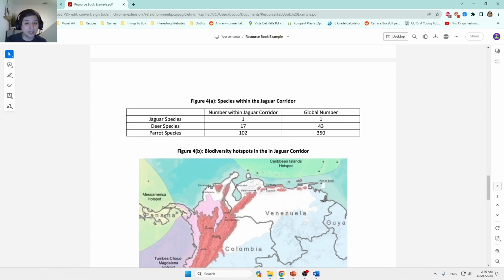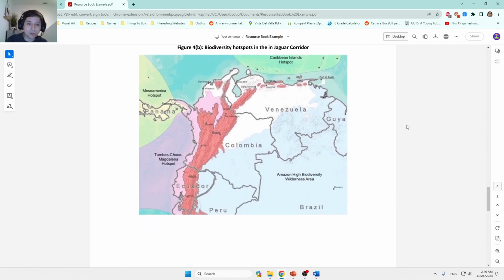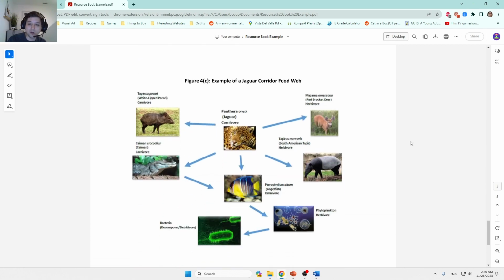Okay. Figure 4A, this is a table about species within the jaguar corridor. So different jaguars, deer, and parrot species. How many live there and how many live on Earth. Figure 4B, this is biodiversity hotspots in this area. Okay, so we see different ones. Okay, and then you might also get something like this, a food web. Okay, so this shows a jaguar food web where jaguars are this keystone species, which means they're at the top of the food web. Okay, and how it's constructed, and they might ask questions about this picture.